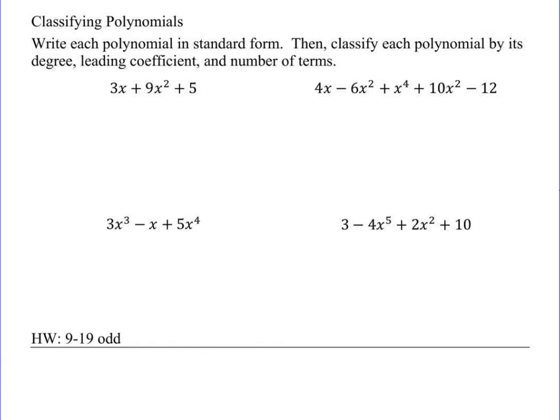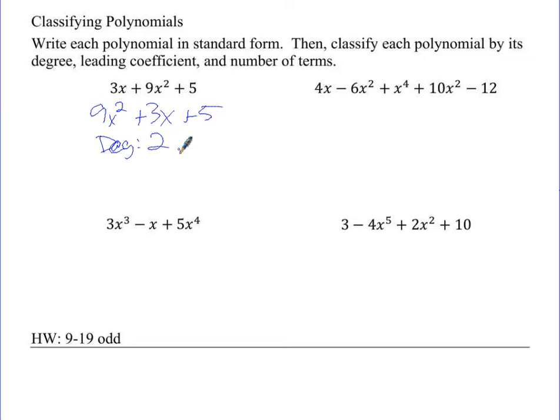All right, so let's take these 4 examples and classify our polynomials. It says write each polynomial in standard form, then classify each polynomial by its degree, leading coefficient, and number of terms. So we're going to try to use this vocabulary here. First of all, we need to write it in standard form. So for this first one, is it in standard form? No. What needs to go first? 9x squared. Then plus 3x plus 5. Now it's in standard form. The degree is descending from left to right. So we did that. Classify each polynomial by its degree, leading coefficient, and number of terms. What is the degree of this polynomial? 2. It's a 2nd degree polynomial. So degree is 2.